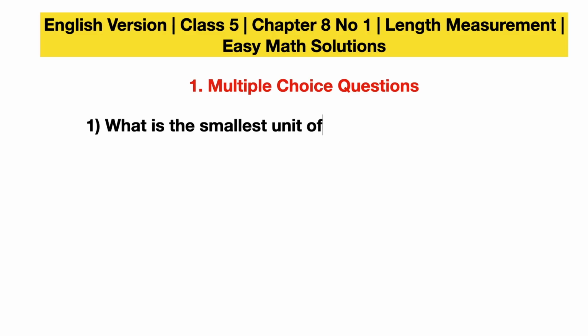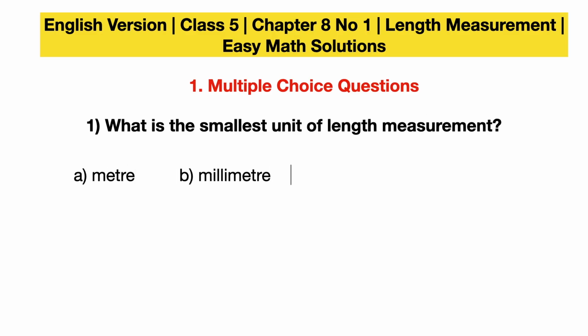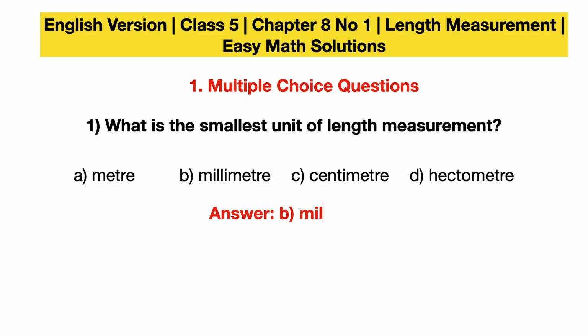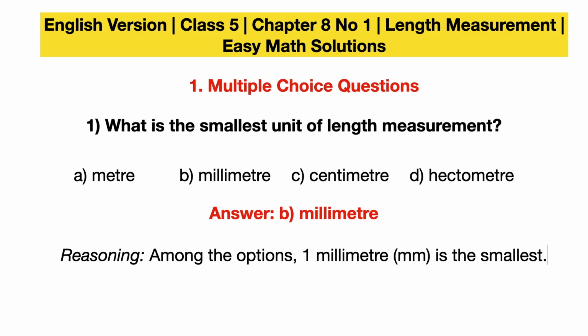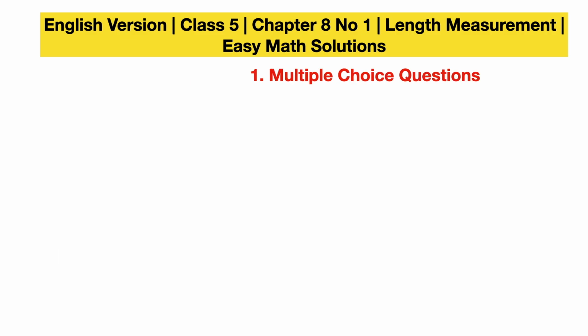What is the smallest unit of length? Here: millimeter, meter, decimeter, centimeter, and hectometer. It means millimeter. Reason: among the options, millimeter is the smallest.